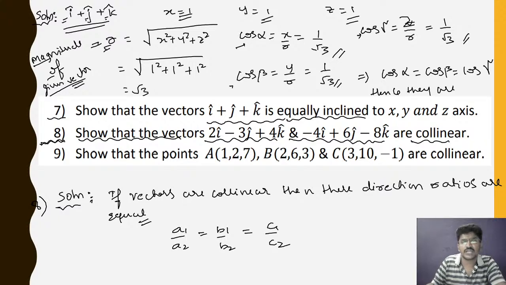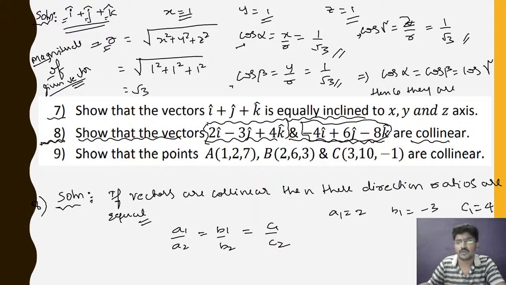These are the two vectors. So from this, you must write A1. See this, 2. B1. See this, minus 3. C1. See this, 4. Okay. A2, minus 4.